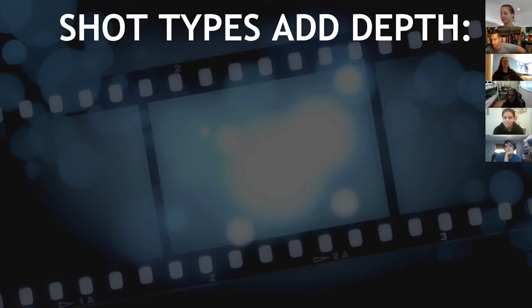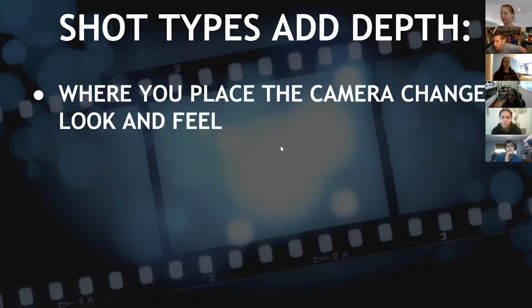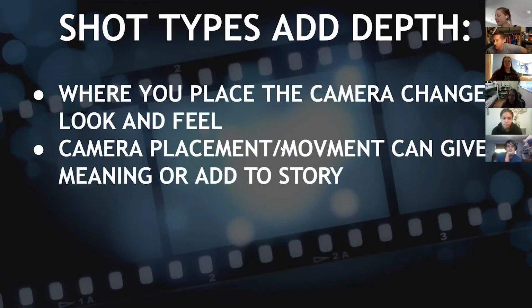All right, so shots. Where you place that camera changes the look and feel, and that camera placement or movement can give meaning or add to the story. You always want to choose your camera movement or shot type based on the kind of story that you're trying to tell. It's there to support the story.